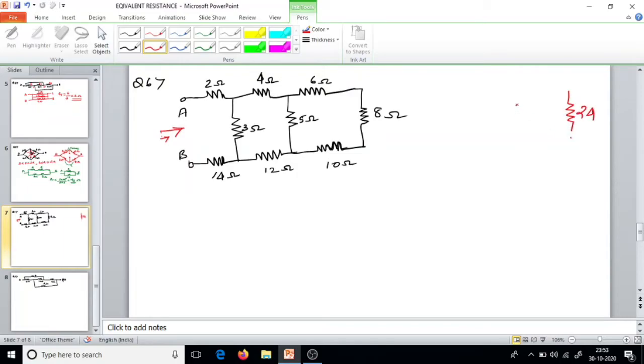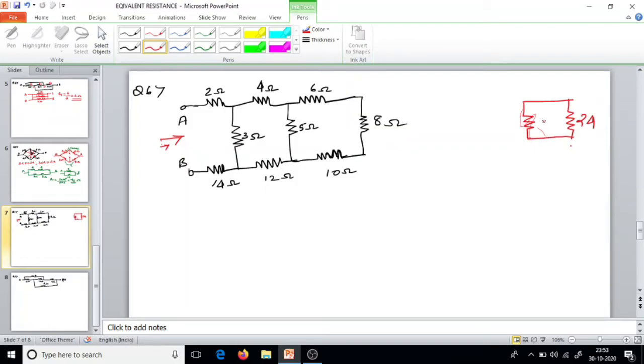is a 24 ohm that is in parallel with 5 ohm, the remaining circuit. Then we have 4 ohm, then we have 4 ohms, here 12 ohms, 4 ohm, 12 ohms, then there is a 3 ohm resistor, then here 2 ohm, and at the other end there is a 14 ohm resistor.